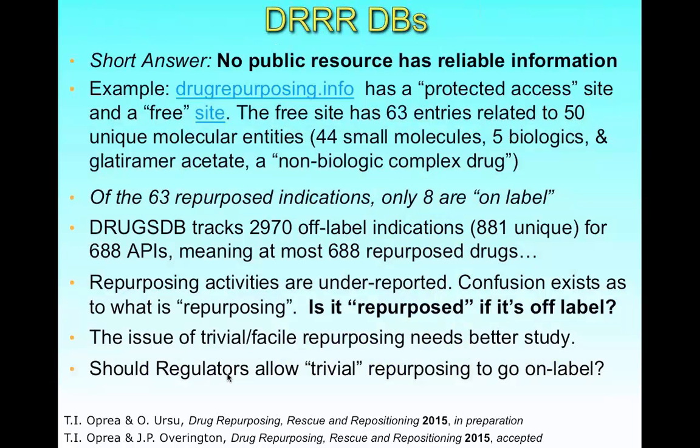So is there a database for drug repurposing? The short answer is there is no resource with reliable information. We found this website called drugrepurposing.info. It only has protected access. Every time I try to access it, it requires money, so I couldn't do it. But there is also a free site. If you look at it, there are 63 entries: 44 small molecules, 5 biologics, and then there is a very interesting molecule called glatiramer acetate, which is a non-biologic complex drug. Yes? I've got 5 minutes.